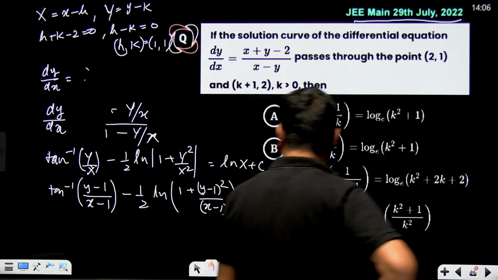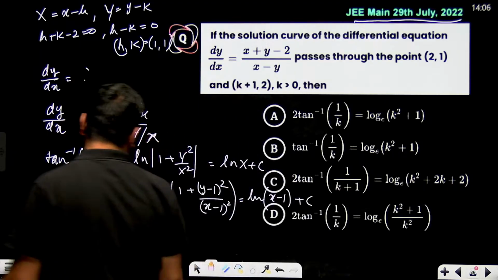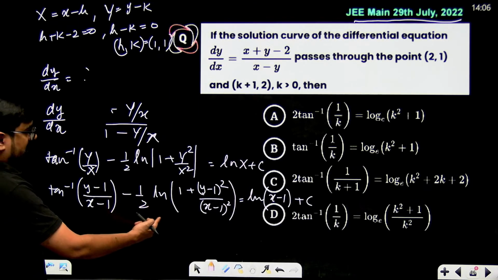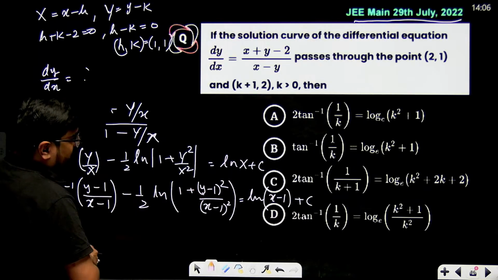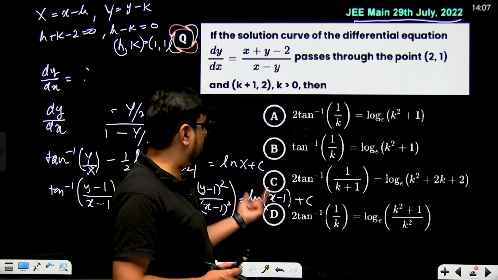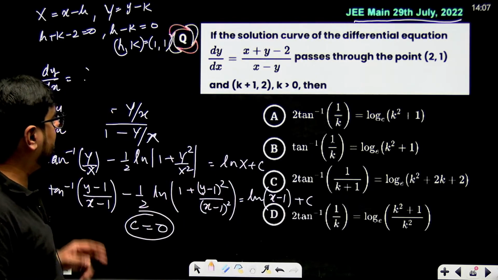Does (2, 1) satisfy this? Everything is becoming 0. 0 minus 0 equal to 0 plus c. So here c is coming out to be 0. 2 minus 1 is 1, ln of 1 is 0. Everything is becoming 0. C should be equal to 0.